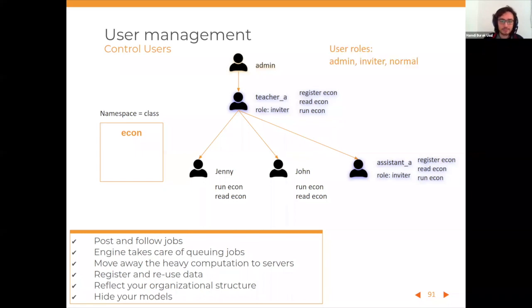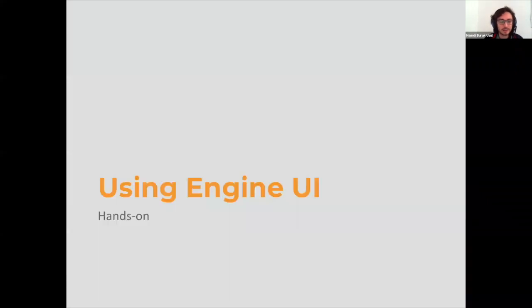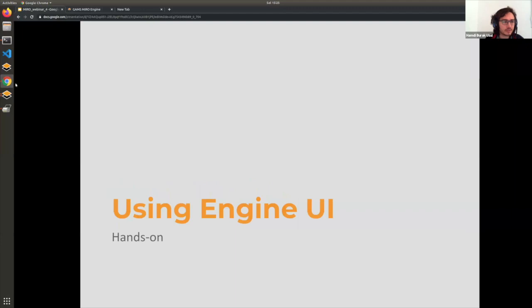And with that being said, I want to mention user roles. We have 3 user roles: admin, inviter, and normal. Like I said, inviters can invite other normal users and also inviter users. Admin can invite anyone. In this example, I didn't want to add another admin, but it's possible that you add another admin, so you can have as many admins as you like. And also, I want to demonstrate that using the engine UI.